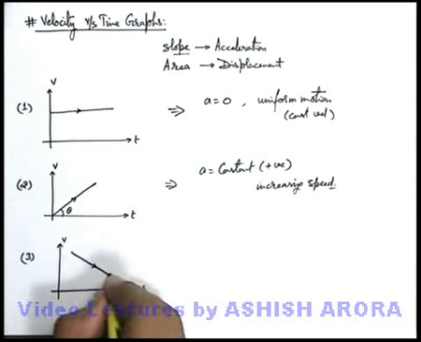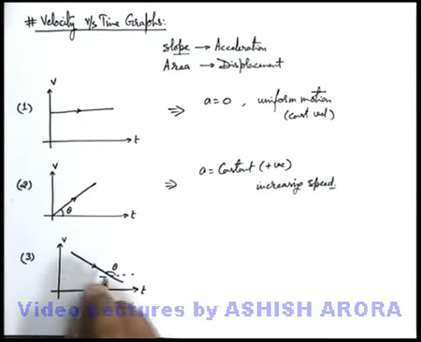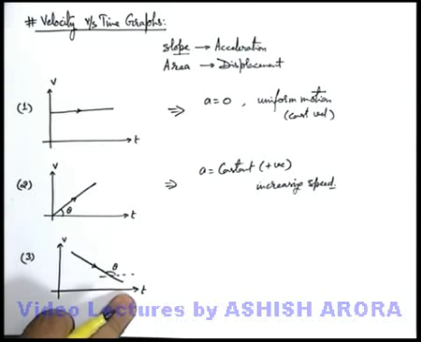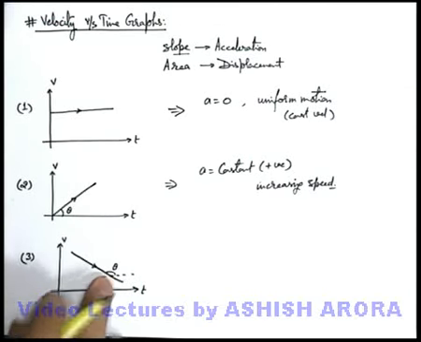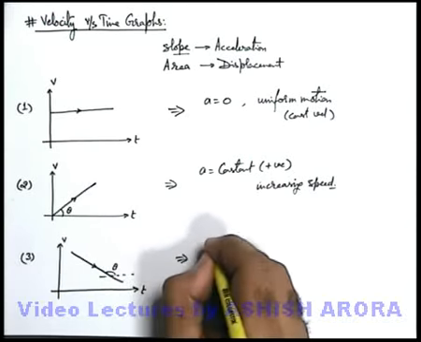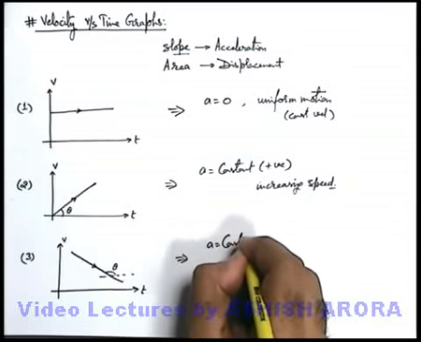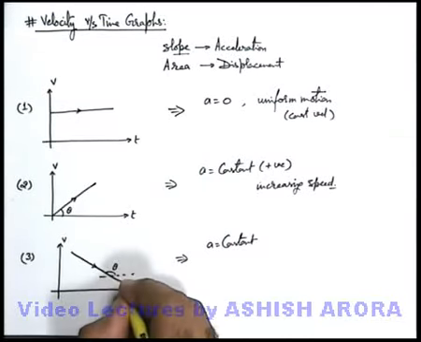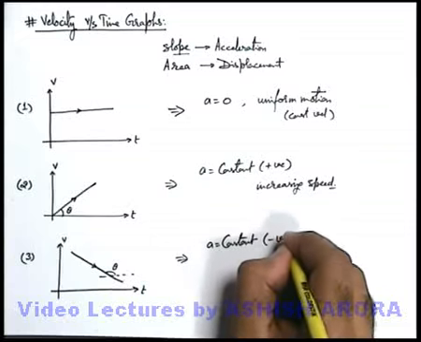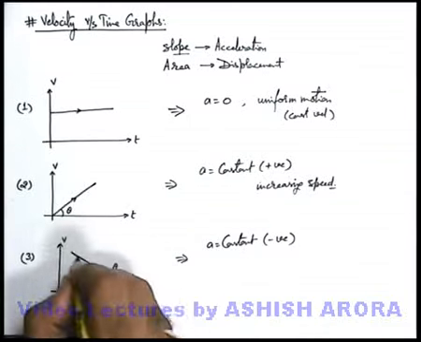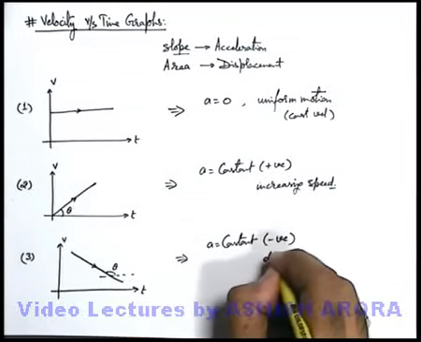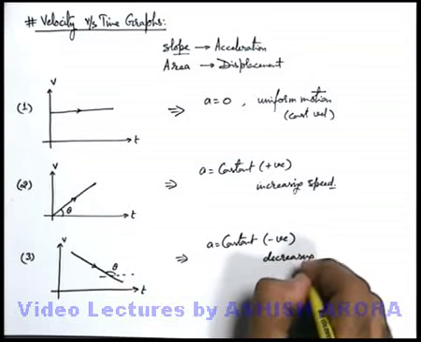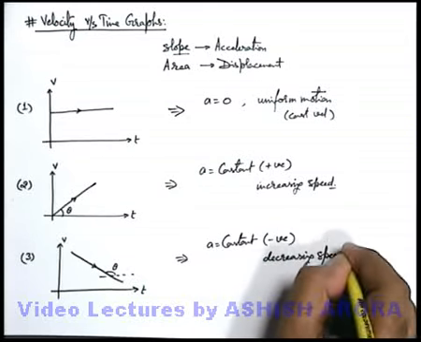In the third case, again it is a straight line. So here find the angle which the line makes with the time axis, it is obtuse. So here we can again state that acceleration is constant because in a straight line the slope always remains constant, the acceleration is negative, but here the speed is decreasing. So this is the decreasing speed graph.